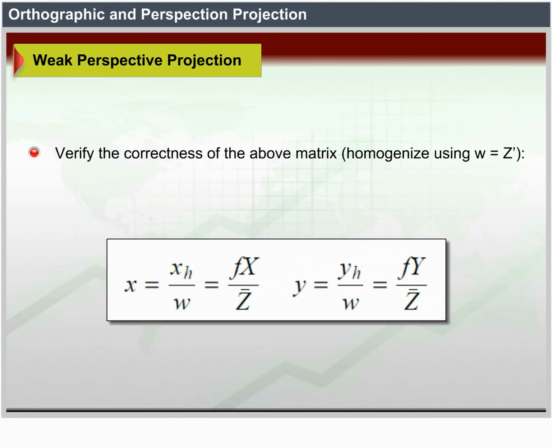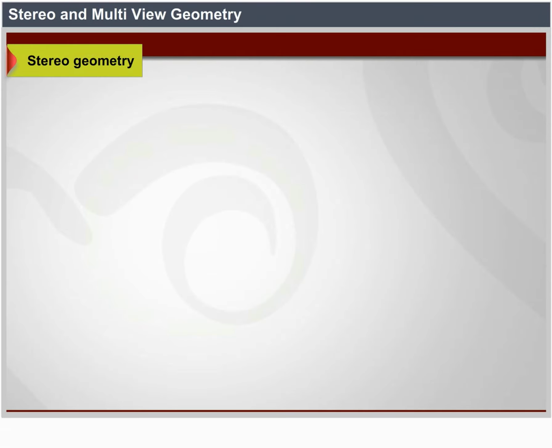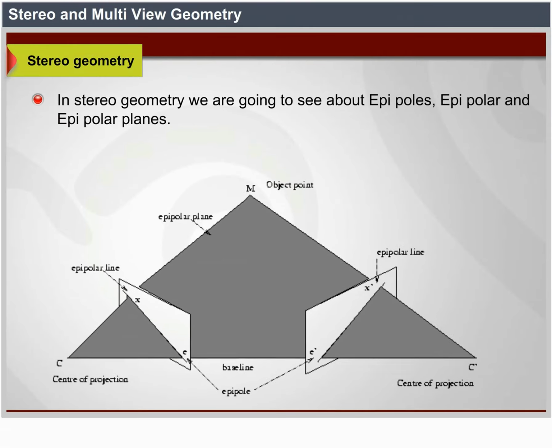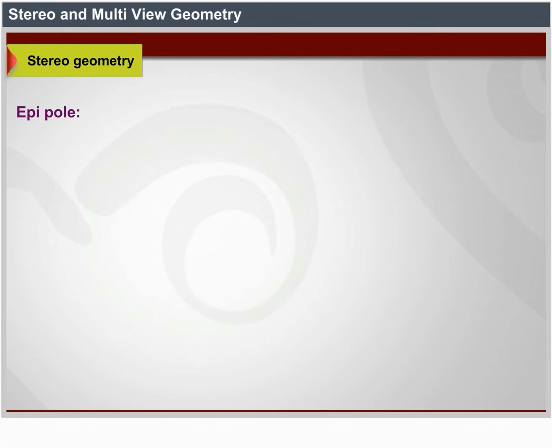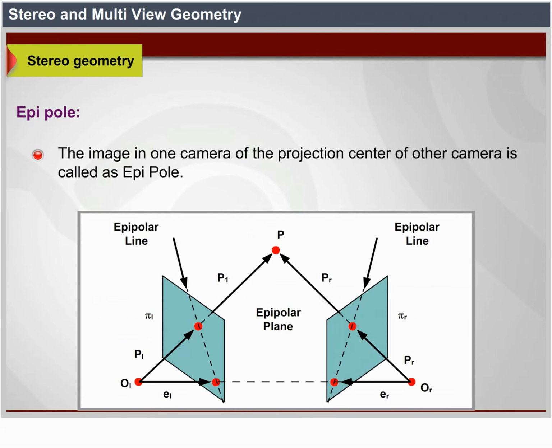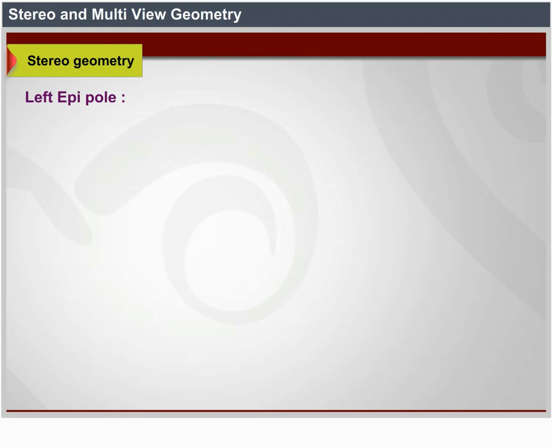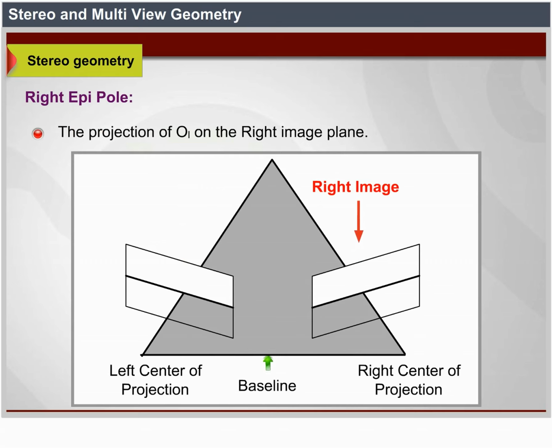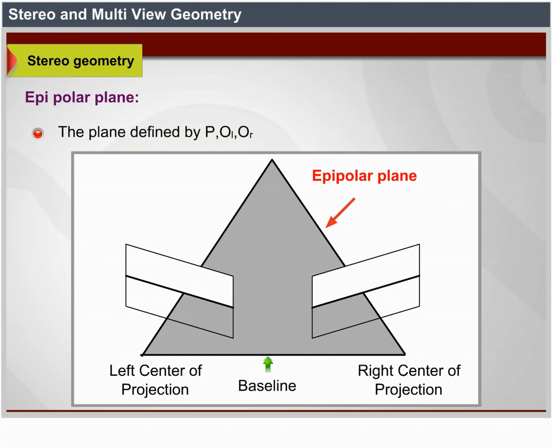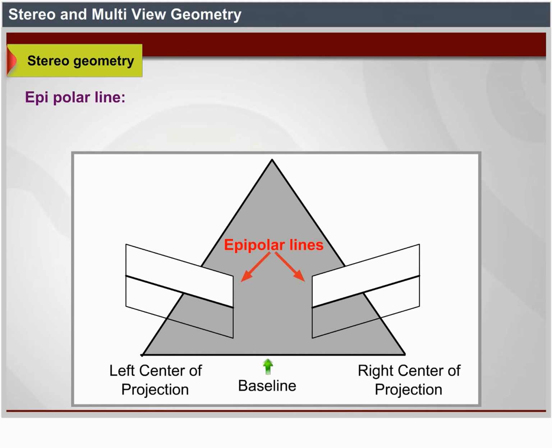Stereogeometry. In stereogeometry, we are going to see about epipoles, epipolar lines, and epipolar planes. Epipole: the image in one camera of the projection center of the other camera is called the epipole. Left epipole: the projection of OR on the left image plane. Right epipole: the projection of OL on the right image plane. Epipolar plane: the plane defined by P, OL, OR. Epipolar line: intersection of the epipolar plane with the image plane.